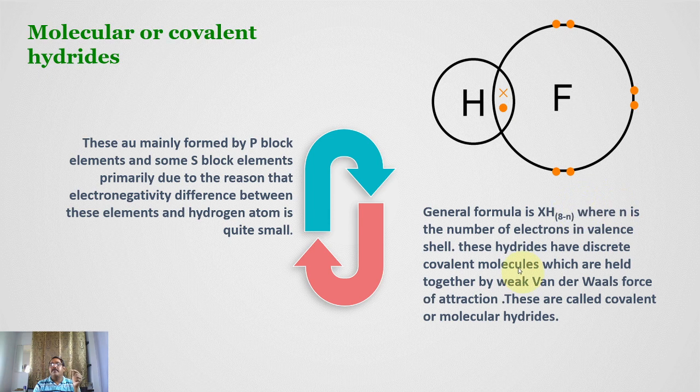XH8 minus 7, because 7 is the number of electrons present in the outermost shell of fluorine. So 8 minus 7 is equal to 1. XH within bracket 1, that 1 you may put or may not put, it holds good, same value. So XH means 1 fluorine and 1 hydrogen atom, which means the formula is HF. Okay, so the general formula is like this.